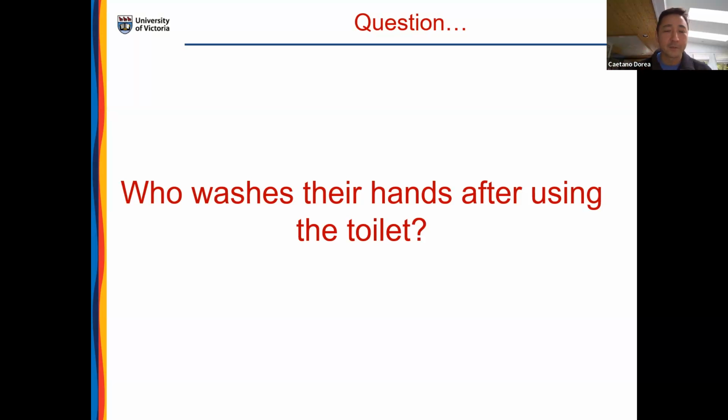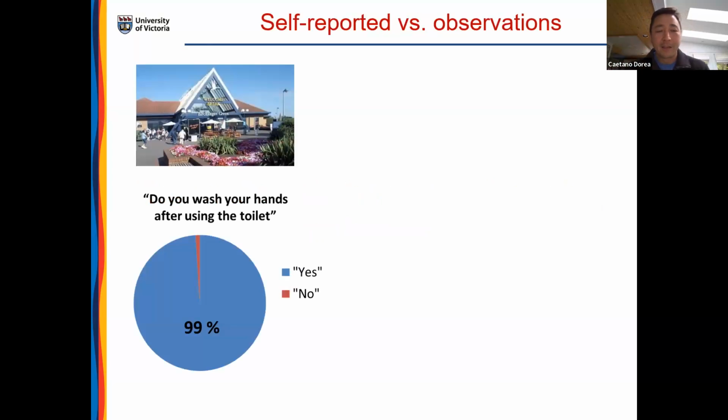Now let's look at the difference between asking a question and observing, making measurements, finding data. I still don't know the origins of this, and I've been using this slide for quite a while now, but this is related to washing hands and the difference between self-reported information and observation. This is data from a rest stop in the UK. It's a roadside stop, and people leaving the toilet were asked, do you wash your hands after using the toilet? 99% of respondents said yes, and 1% said no.